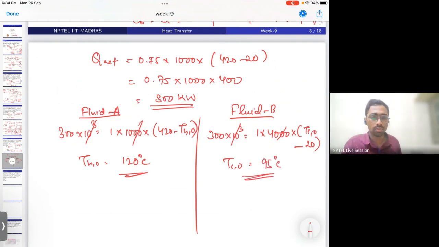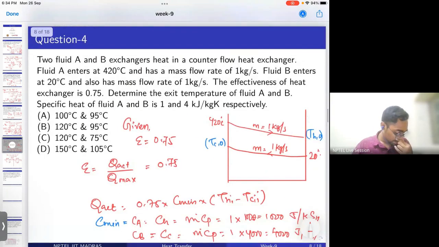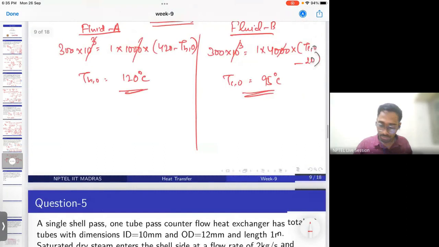So it's a very simple question, just a continuation of the previous question. So the answer to this question is option B, that is 120 and 95.